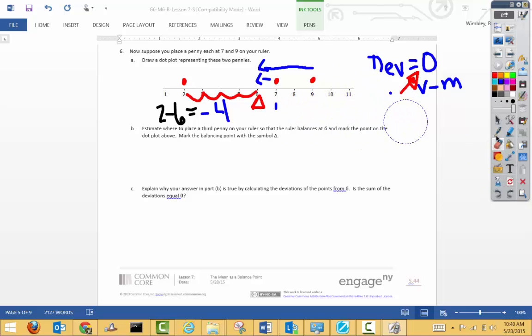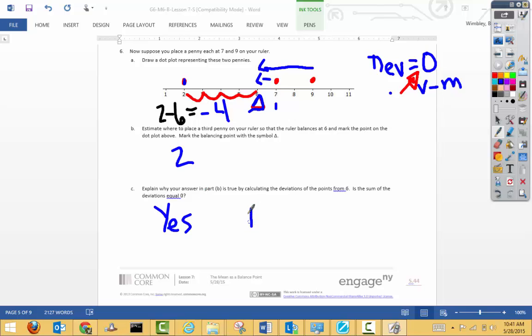We're just going to clean this up a bit. Estimate where you would place that third penny. We would place it at 2. And mark the point on the dot plot above. Mark that balancing point, like we did. Explain why your answer in part B is true by calculating the deviations from 6. Is the sum of the deviations equal 0? Yes, it was.